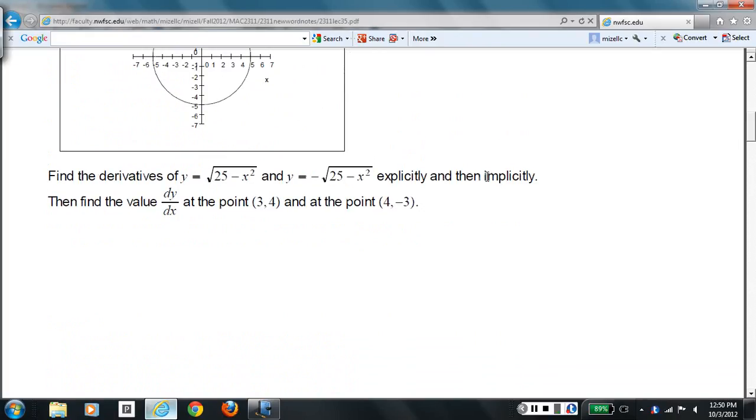So, I've done everything except this part. We differentiated explicitly, now we want to differentiate implicitly, and in the process I get to explain how to do this. So here goes.